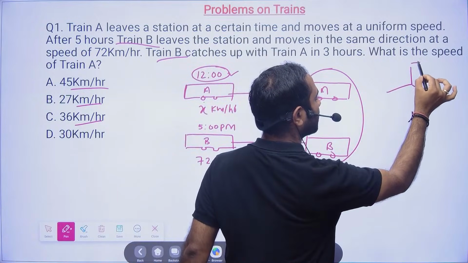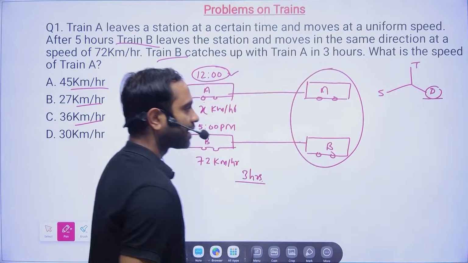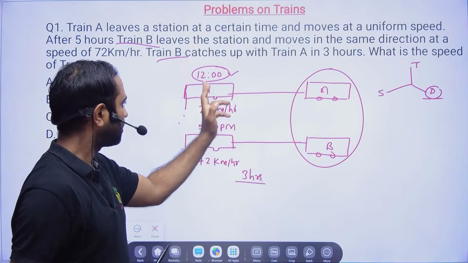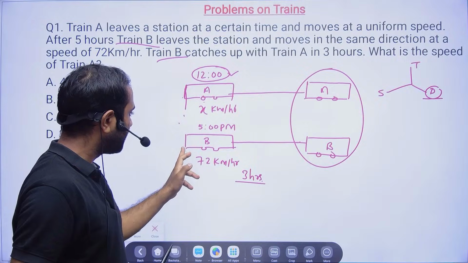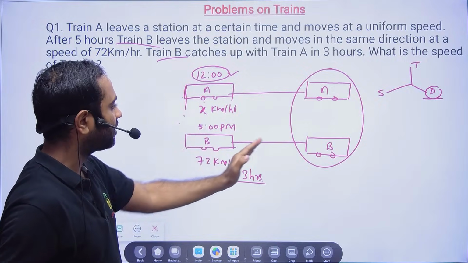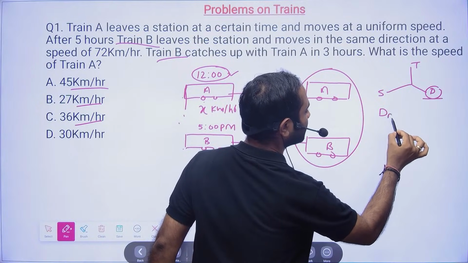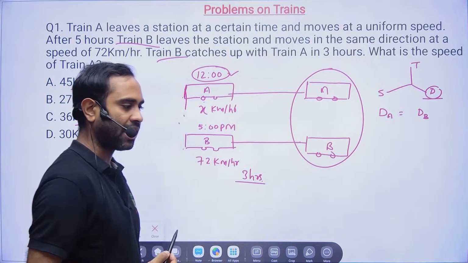Now friends, I wanted to ask you first, what is constant here? You have time, speed and distance. So what is constant? Distance is constant. Train A left the place at 12 and reached here. Train B, 5 hours later, also reached here. So distance is the same. So I can say, sir, distance by train A and distance by train B is the same.